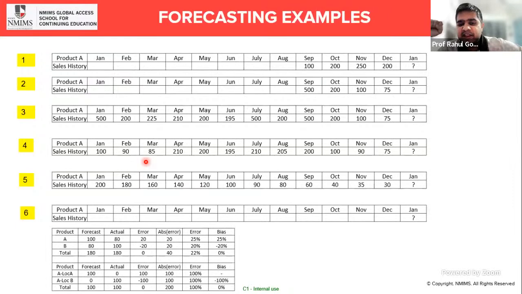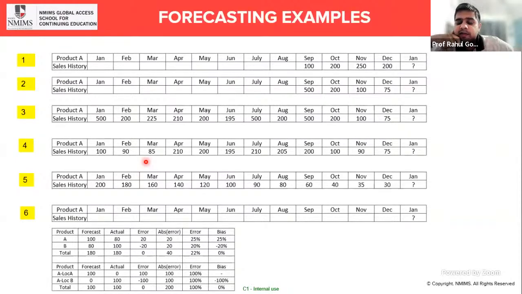Now look at case number 5. 200, 180, 160, 140, 120, 100, 90, 80, 60, 40, 35, 30. Clearly, what can you see? A decreasing trend. So mostly this SKU is going to be end of life. It is going to be a phase out SKU or dead SKU, right? So what will you keep as a forecast of January? Maybe something closer to December, or maybe you will calculate a decreasing trend and put a decreasing trend number, right?